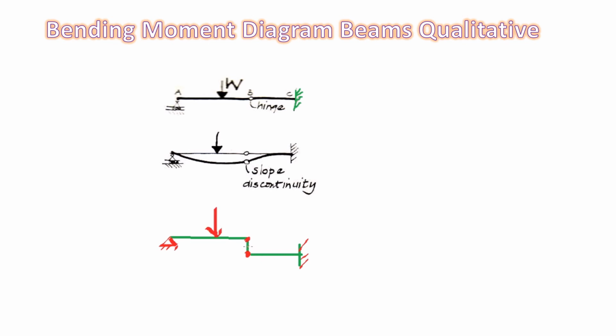Because of this load, what will happen here? There will be a compression on this element, right? So this will bend like this, this will bend like this, and this will bend like this. So at this point there is a discontinuity in the slope. This is the hinge location. This is acting like a simply supported beam, and this is acting like a cantilever.